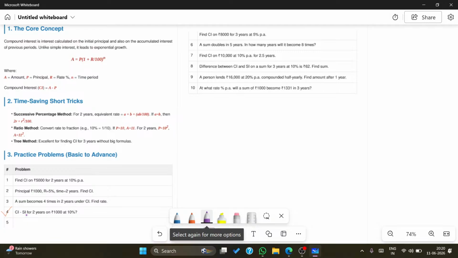CI minus SI for 2 years, 1000 rupees at 10%. So here is the short formula. Difference equals P into (R by 100) whole squared. There is a short formula. Difference is equal to P into R by 100.